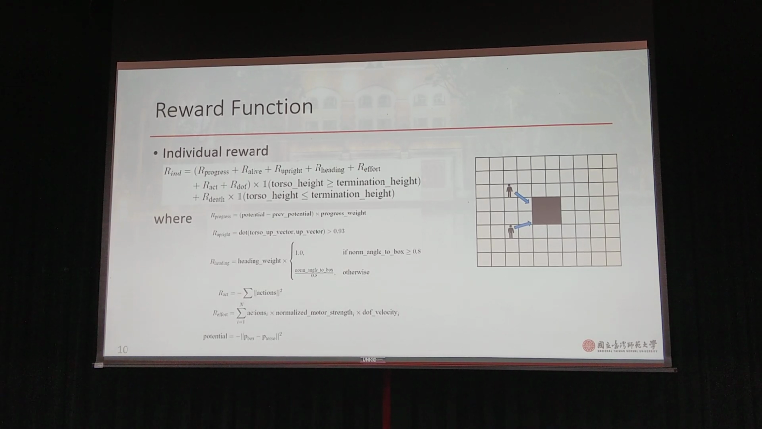The reward action and reward effort components are about finesse. They penalize excessive actions and encourage the use of just the right amount of force. It's like teaching our agents the art of elegance in motion. Now, potential here refers to the positional potential of the agent relative to the box, which incentivizes the reduction of distance between the agent and the box.